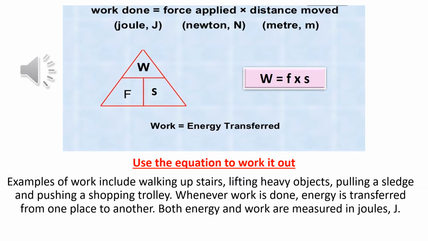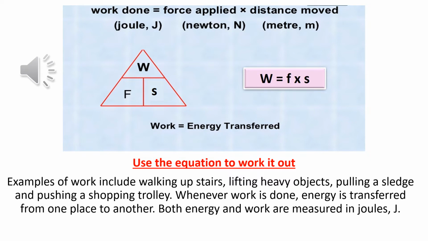So you probably worked out from the previous slide that if you've got a force of 10 newtons, and it's moving a distance of 2 meters, the work done is going to be 20. Because it's energy, it is going to be measured in joules. So actually the formula for work done is force times by distance.